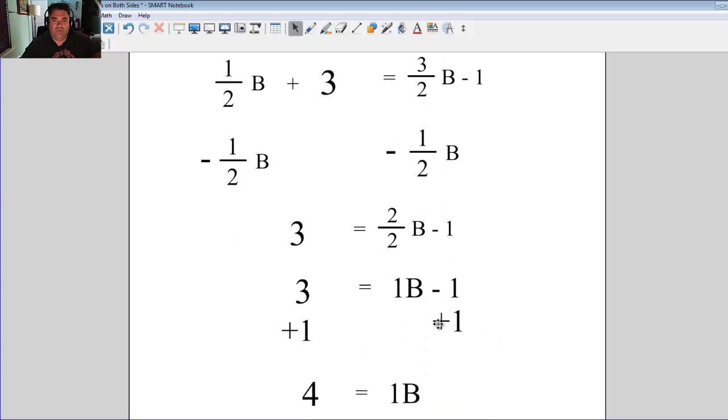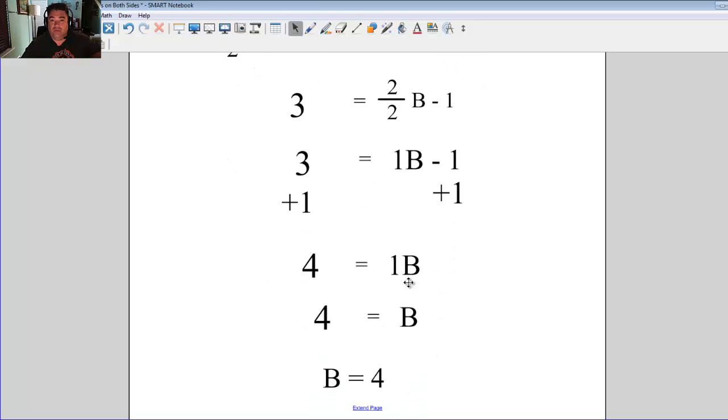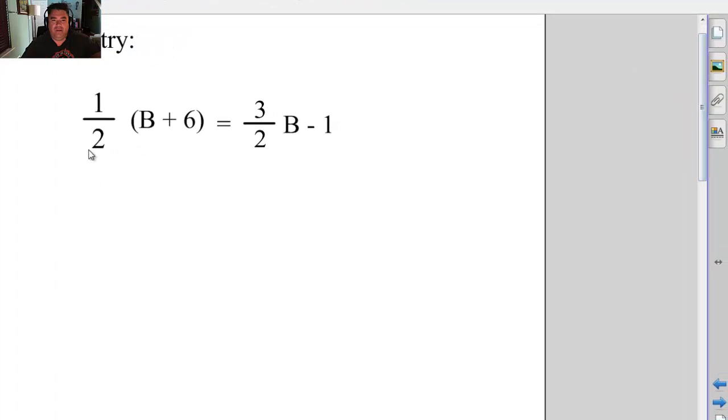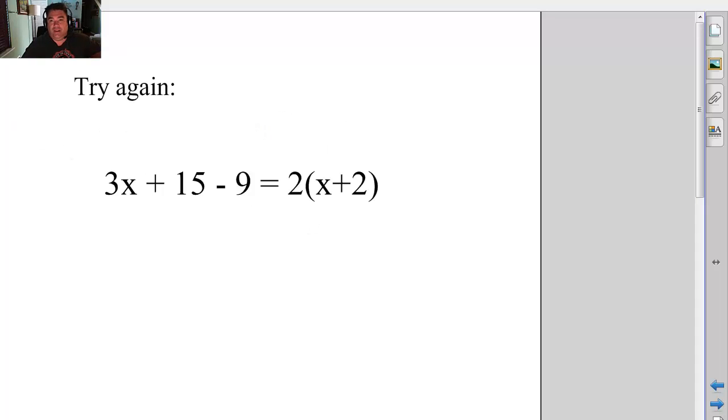And instead of minus 1, plus 1 to both sides. 3 plus 1 is 4. And b equals 4. That's your answer. Don't believe me? Plug it in. 4 plus 6 is 10, times a half is 5. Half times 3 halves times 4, well, 4 divided by 2 is 2, times 3 is 6. Minus 1 is also 5. That's how you know it works.